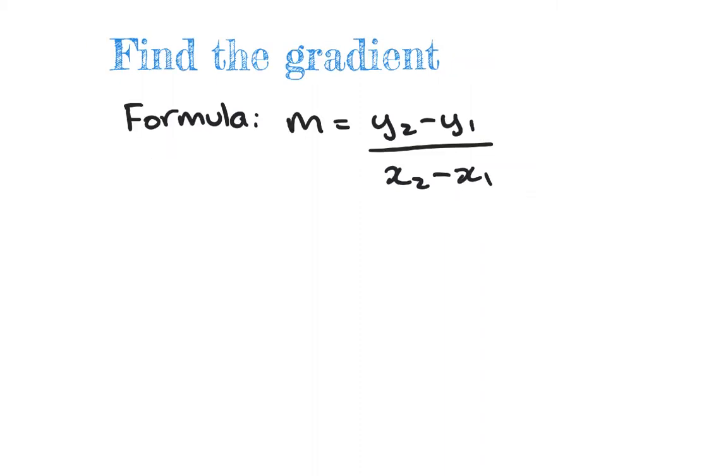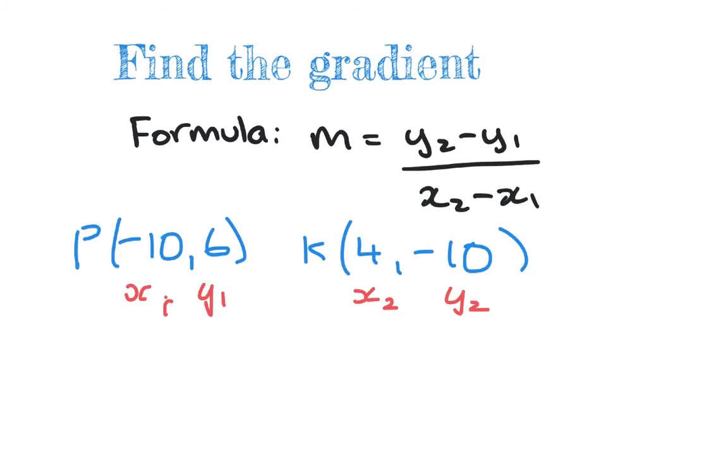Next step is to find the gradient between the points, and we use the formula that the gradient equals y2 minus y1 all over x2 minus x1. So now we have our points and we've labelled them x1, y1, x2, y2. We can put the points into the formula. So we've got y2 minus y1 and x2 minus x1. Be careful of the negatives.